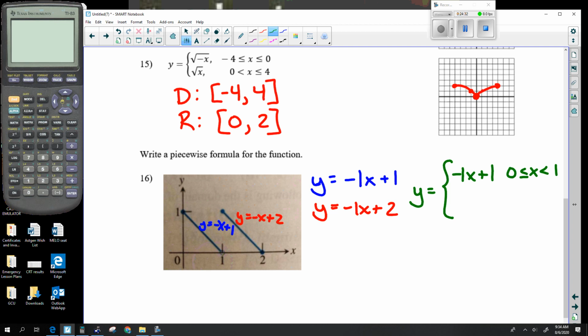Notice that this second line, the red line, goes from 1 to 2. So the red equation goes from 1 to 2. It does represent the 1 and it does represent the 2, thus the or equal to. And so there is your piecewise function.